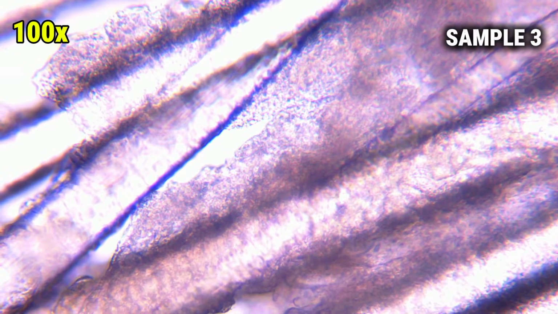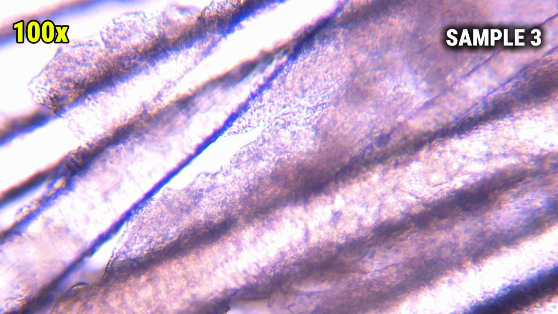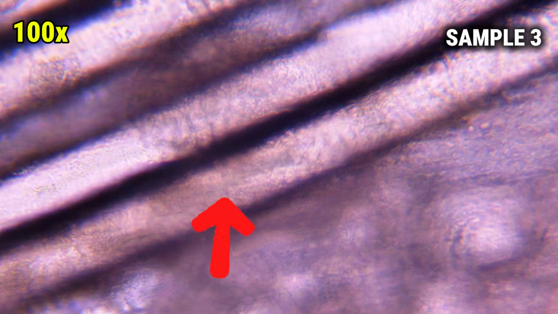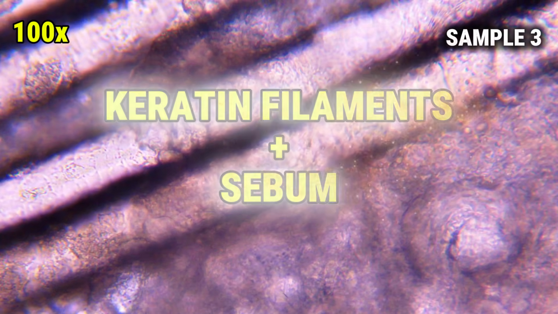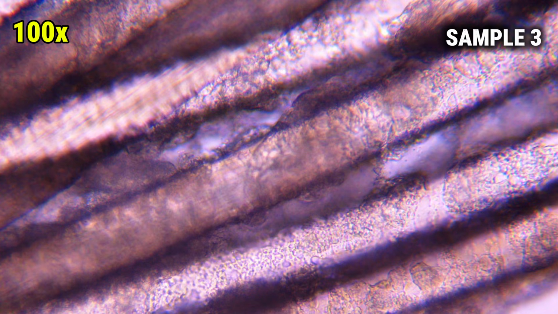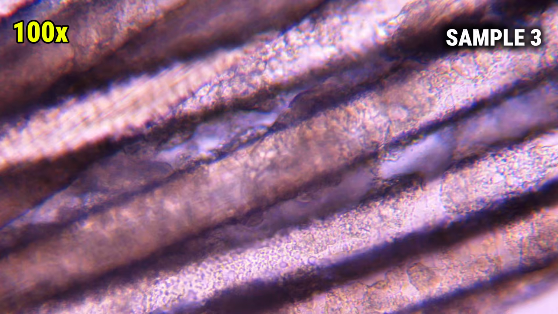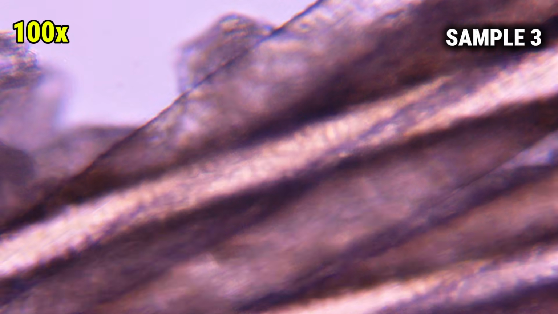Alright, now we're looking at sample 3, and this one is magnified at 100x. At this magnification, you can really start to see the structure of the material that came out of the pore. Those long stretched strands running across the slide are mostly keratin filaments mixed with sebum. But once the plug is removed and spread on the slide, the material stretches apart and forms these long thread-like fibers. You'll also notice darker sections along some of the strands right there.